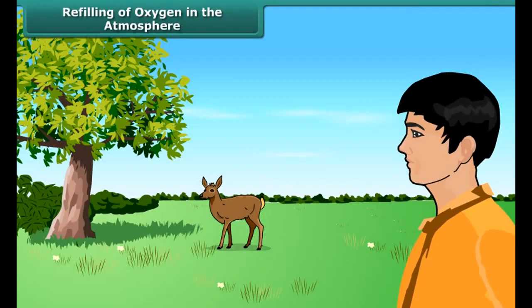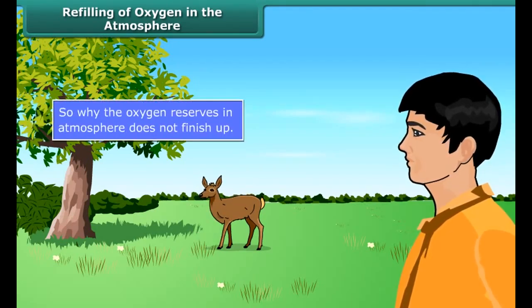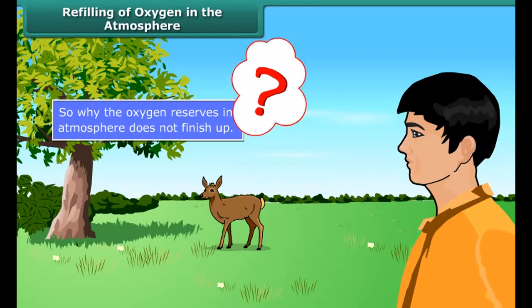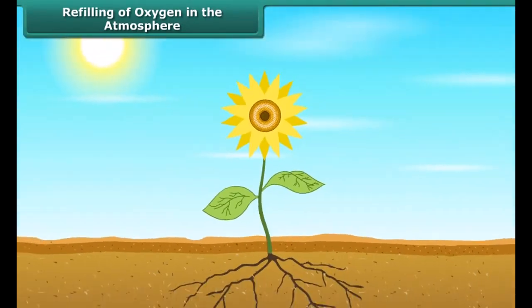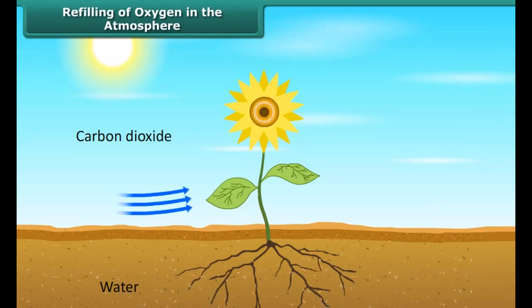Several billions of humans, animals, and other organisms are consuming a huge amount of oxygen from the atmosphere every day. So why do the oxygen reserves in the atmosphere not finish up? Do you know how? The plants produce oxygen during photosynthesis. This oxygen is released in the atmosphere.